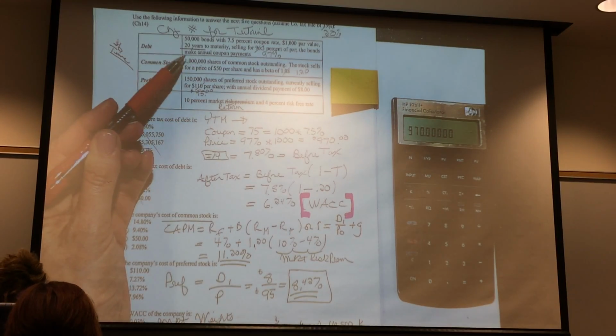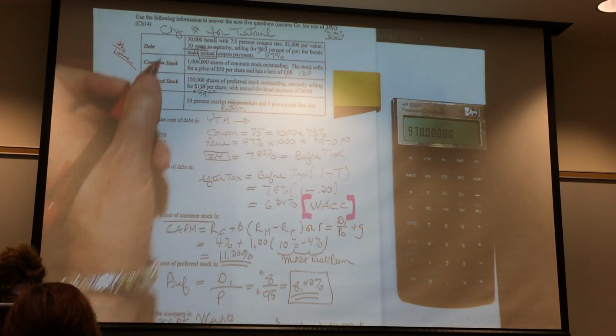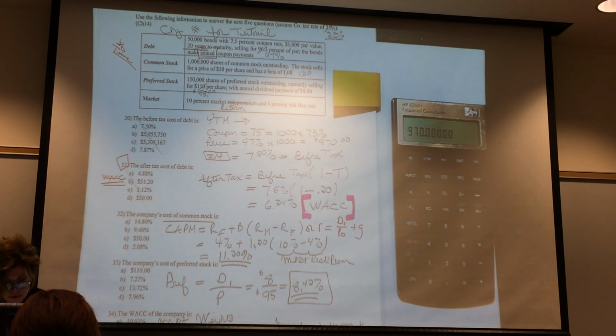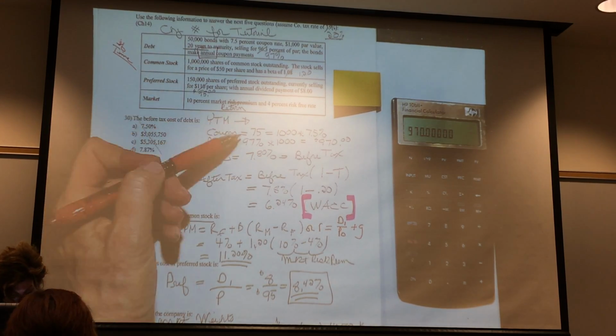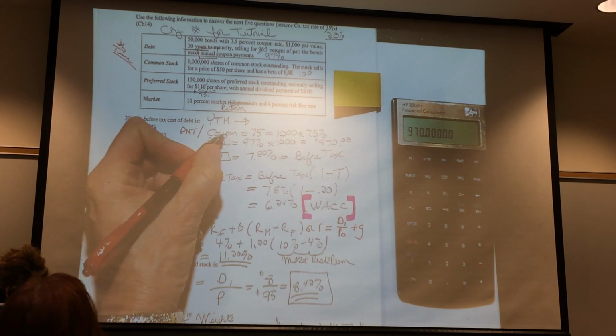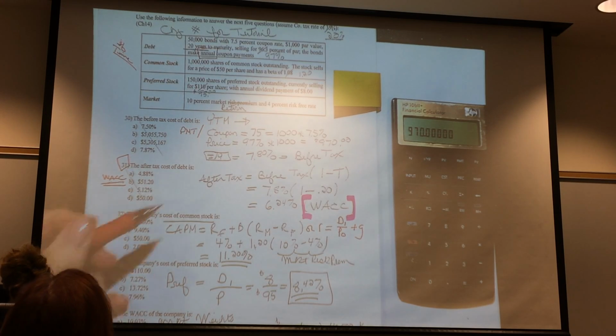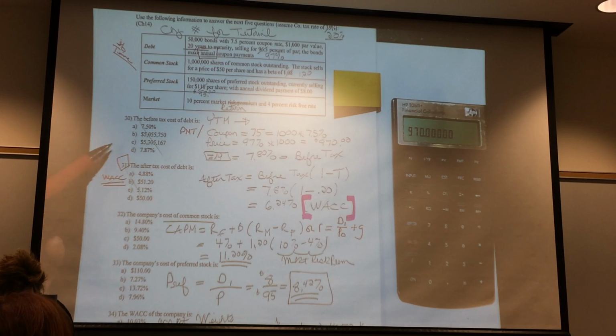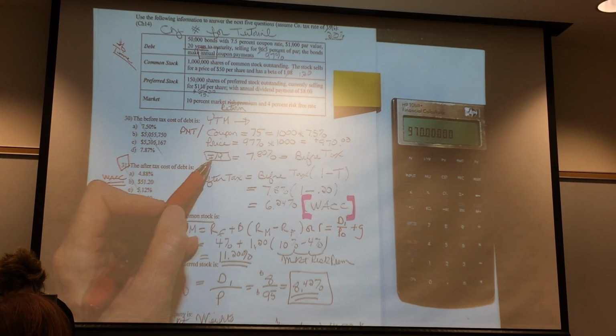My coupon, if they didn't tell me semi-annual, they told me annual, thank God. So my coupon is 1,000 times the 7.5%, so my payment is $75. My interest rate, you're not given that, you're figuring that, because that's your yield to maturity.